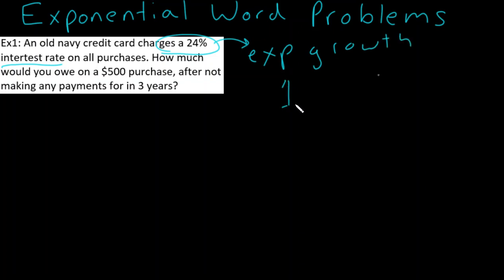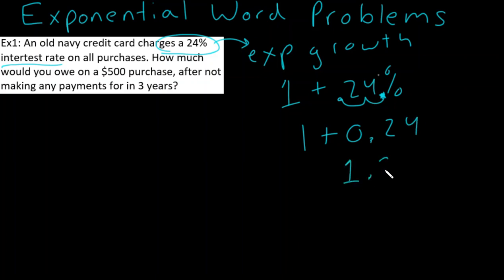Well, you take the number 1 and you add that 24%, but you can't just add 24%. You have to change the 24% to a decimal. So we know that there's a hidden decimal over here to the right, and to go from a percent to a decimal, we move 2 places to the left. So we get 1 plus 0.24, which is 1.24. So this is what we're going to call our growth rate.